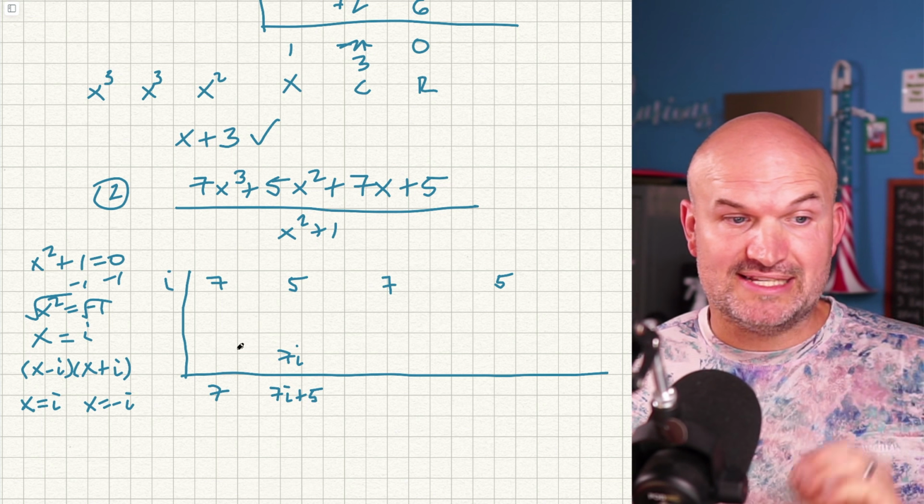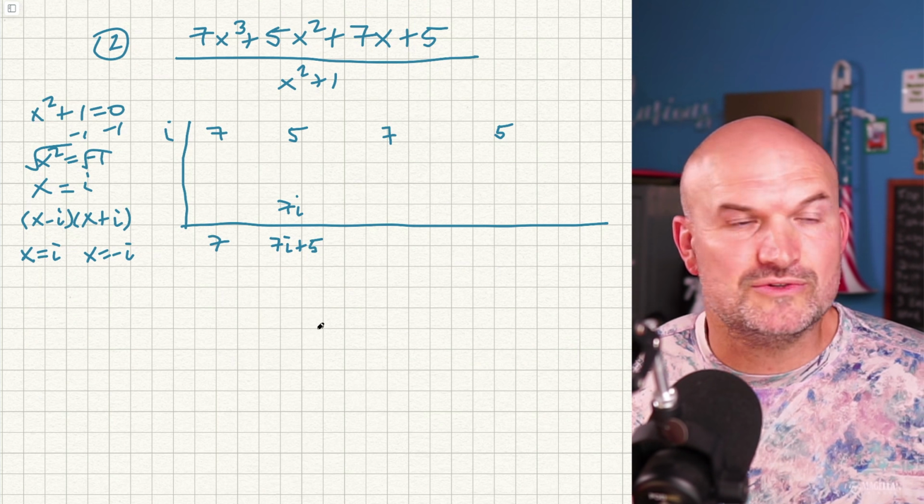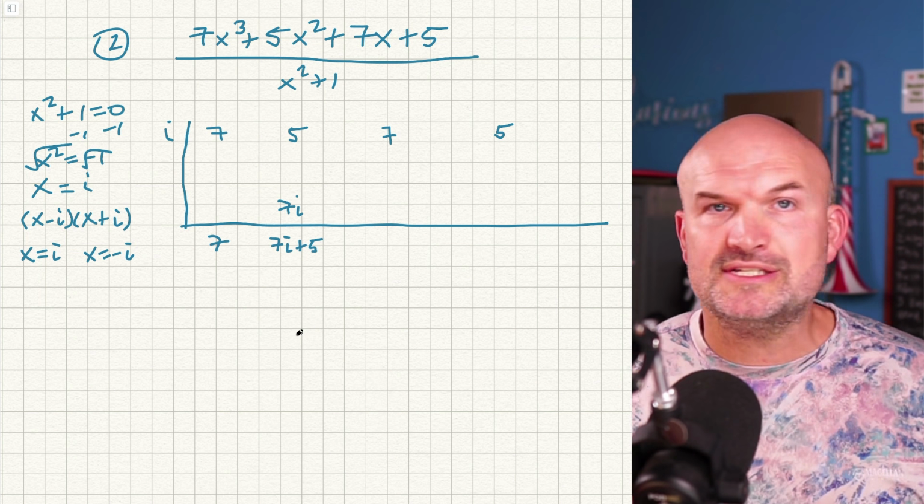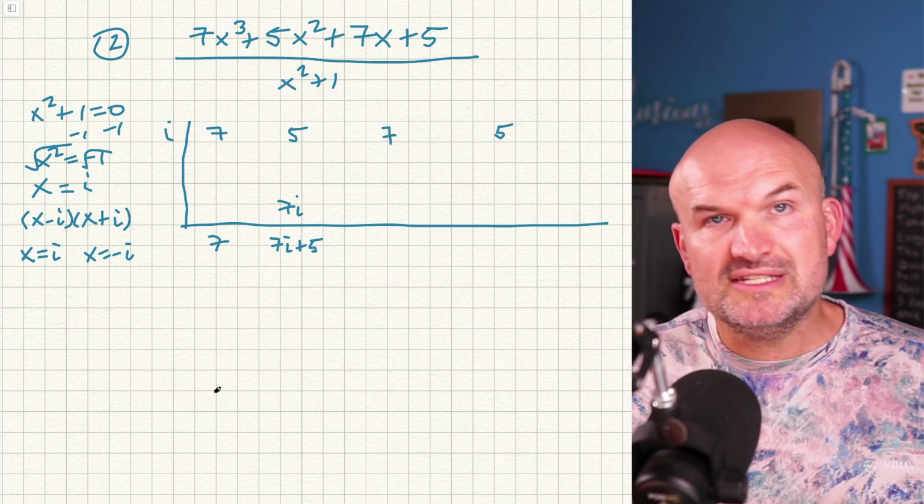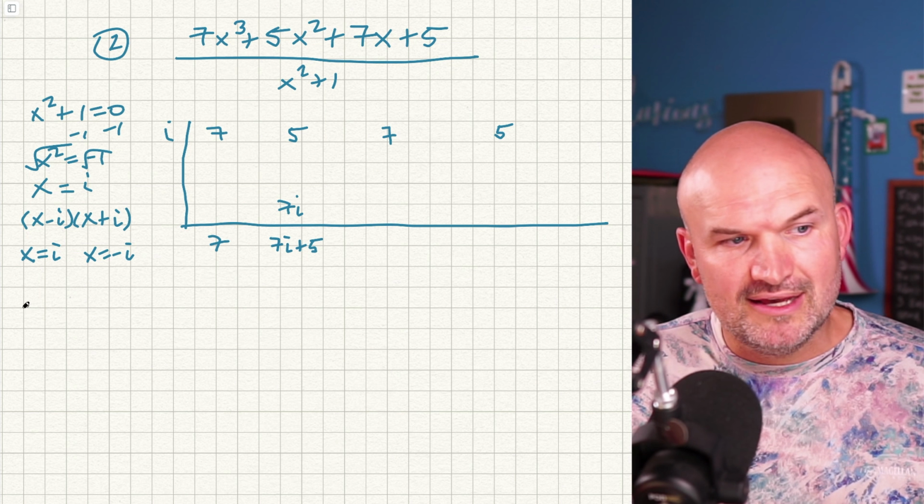Now I'm going to multiply 7i plus 5 times i. Now this is where a lot of students will make mistakes, especially on tests. They try to do this in their head. And yeah, ladies and gentlemen, you can do this in your head. That's perfectly fine. But if you have a scratch piece of paper, just use it.